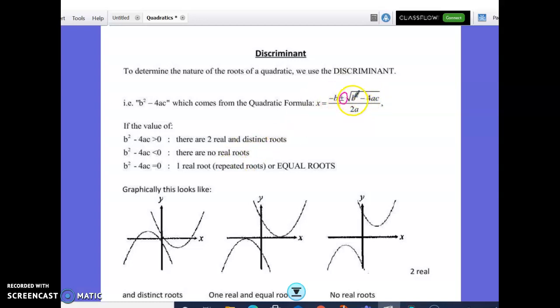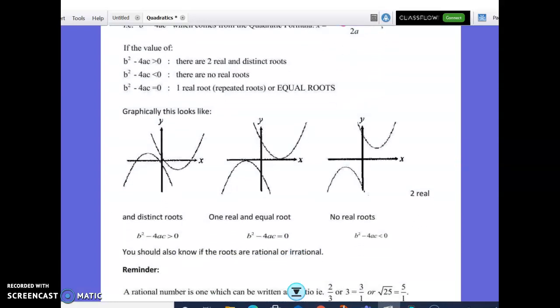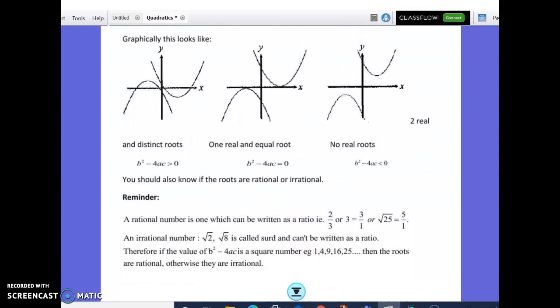If it's equal to 0, then we'll get the same root whether we add it on or take it away, because if you add on 0 or take away 0, it makes no difference. So if it's equal to 0, we get one real root, which is sometimes seen as repeated roots or equal roots. Graphically, this is what that would look like.